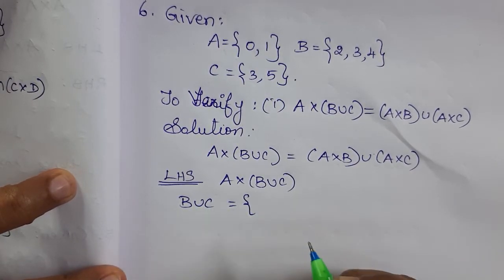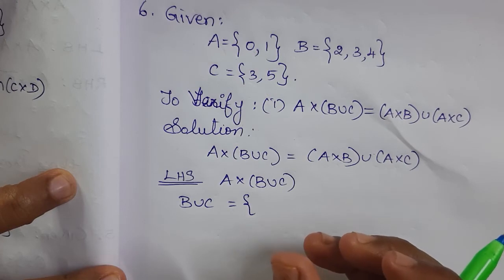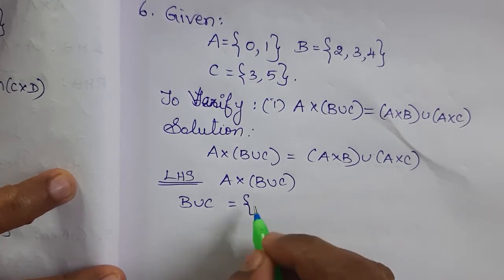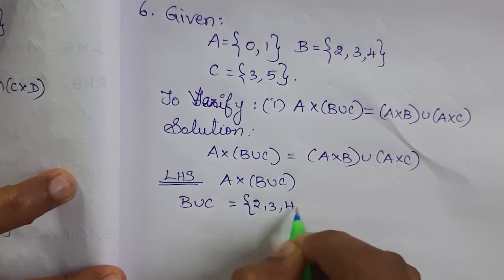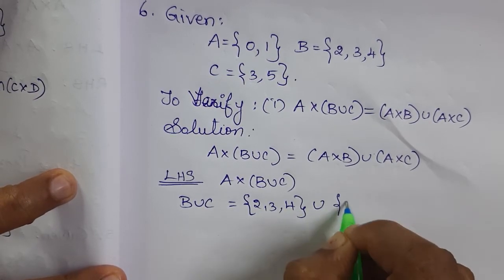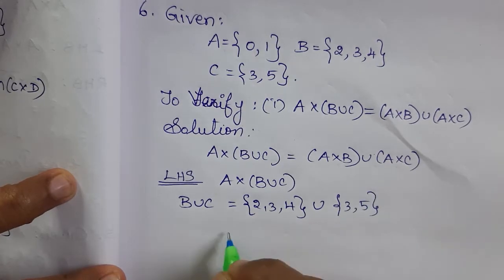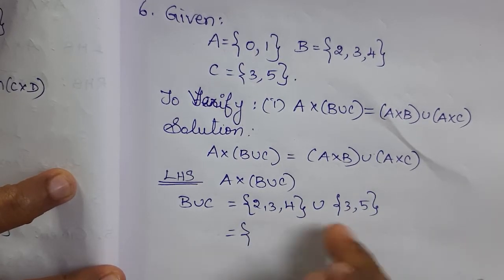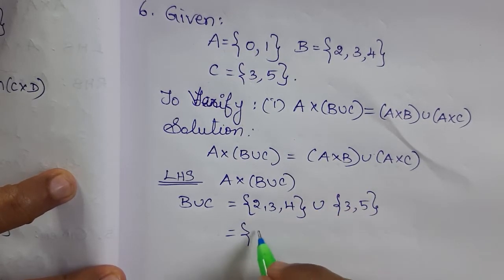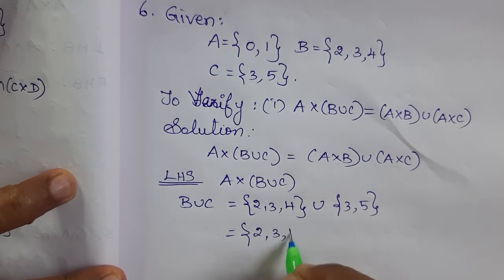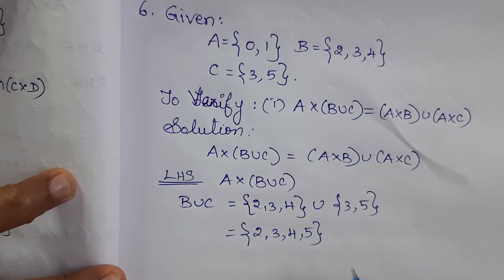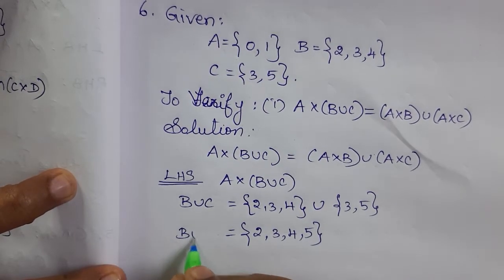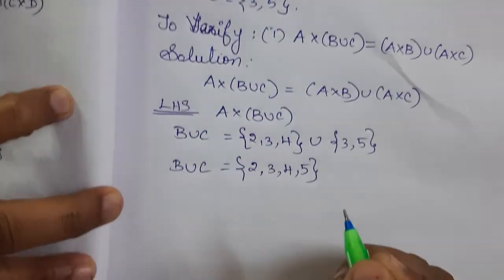So we need to find the union, that is the set of all elements in both the sets. Elements of B are 2, 3, 4. Union set C is 3, 5. Now when you find union, we are supposed to write all the elements of both the sets. So 2, 3, 4, already we have 3 here, left over is 5. So this is the value of B union C.